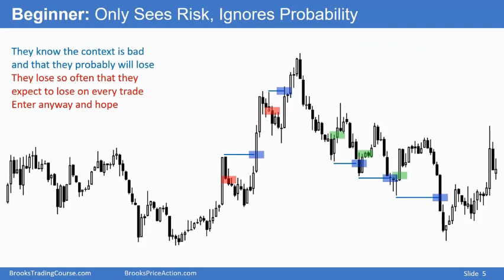The beginner knows this is a bad short. He knows this is a bad buy. He doesn't care. He knows the context is bad, but he's just focusing on one thing, risk. He does not want to risk very much on every trade. At some point, he loses so often that he expects to lose on every trade, yet he feels like he has to trade because that's what traders do.